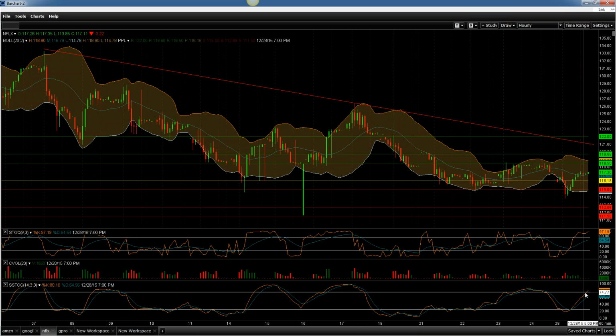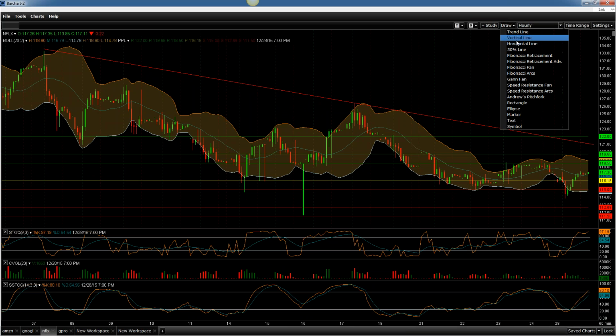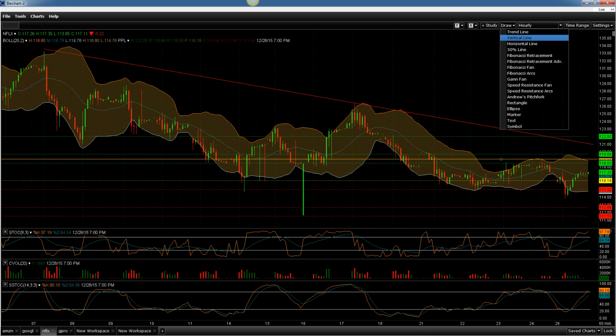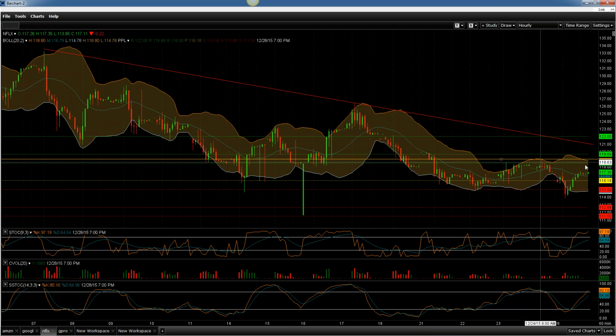Is telling you that the stock is about to get overbought, but not quite. In other words, 119 is important, and over 119 it's going to be. So what you do is you draw. What I did was I drew the horizontal line. I went to draw horizontal line, put it here, and look at that.